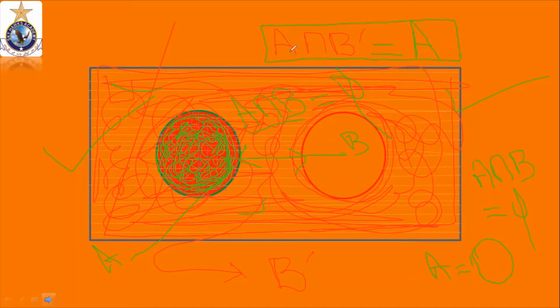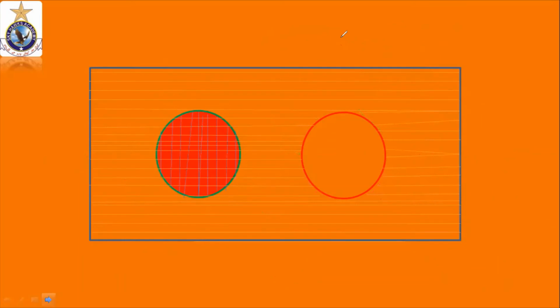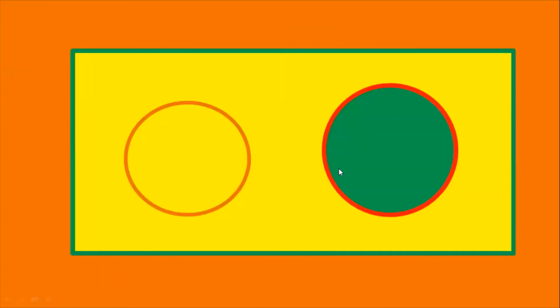Now we are moving to the next problem. Let's see what the next one is. The next one is this one. Look at this, this is another set. We are just generalizing this one. Let's suppose this is set A. We can also do something over here.